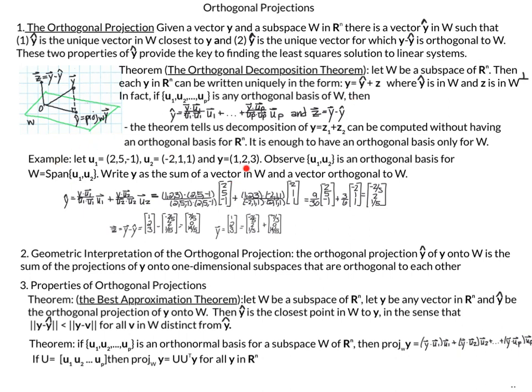And then we have this example, which we will go over in more detail, but a quick overview is: u1 equals (2, 5, -1) and u2 equals (-2, 1, 1), and these two vectors span our subspace W. So W is equal to the span of u1, u2. Then we have this vector y that's not in W, and y is equal to (1, 2, 3). We want to write y as a sum of a vector in W and a vector orthogonal to W. So we use our formula for the orthogonal decomposition theorem.